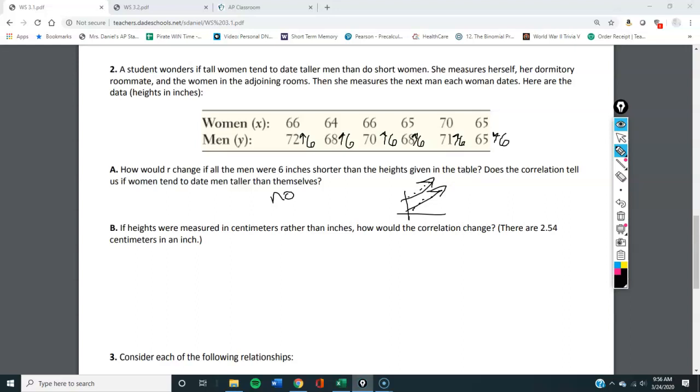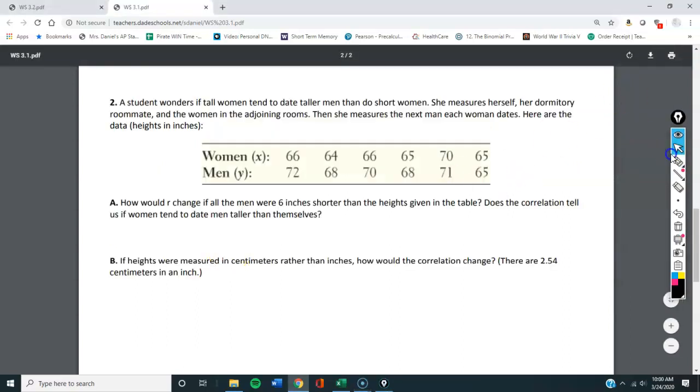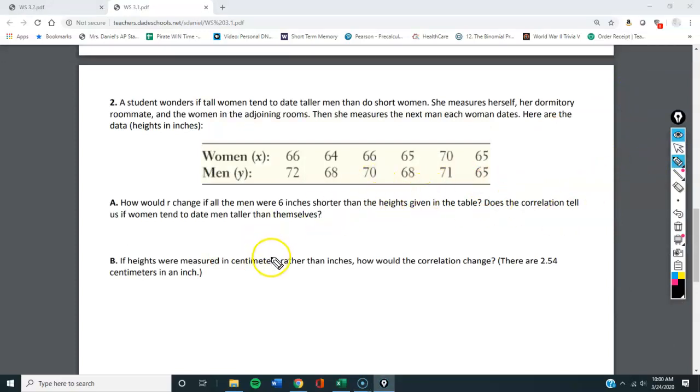I just accidentally turned off my computer, but I'm back. So now, what if we change all the heights to centimeters rather than inches? Again, it's going to be the same dots. It's just going to move where they are. Correlation, everything else will be the same.